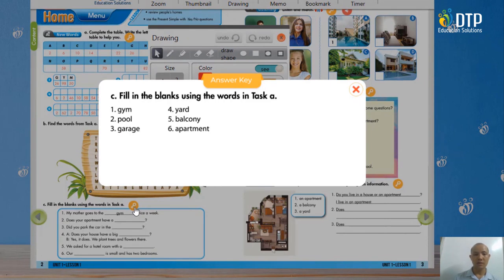Number 1, gym. Number 2, pool. Number 3, garage. Correct, right? Number 4, yard. Number 5, balcony. And number 6, apartment. Alright.